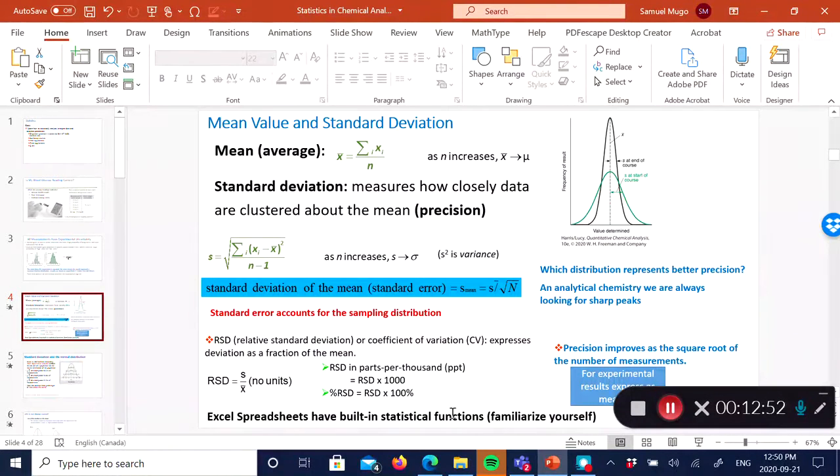familiarize yourself with using Excel spreadsheets to do the statistical calculations, because that's what you're going to be using, especially in the labs.